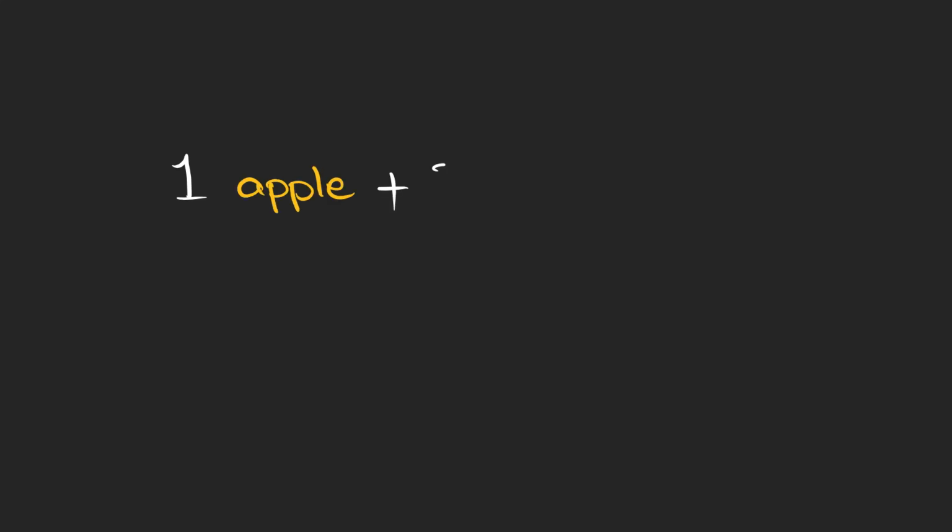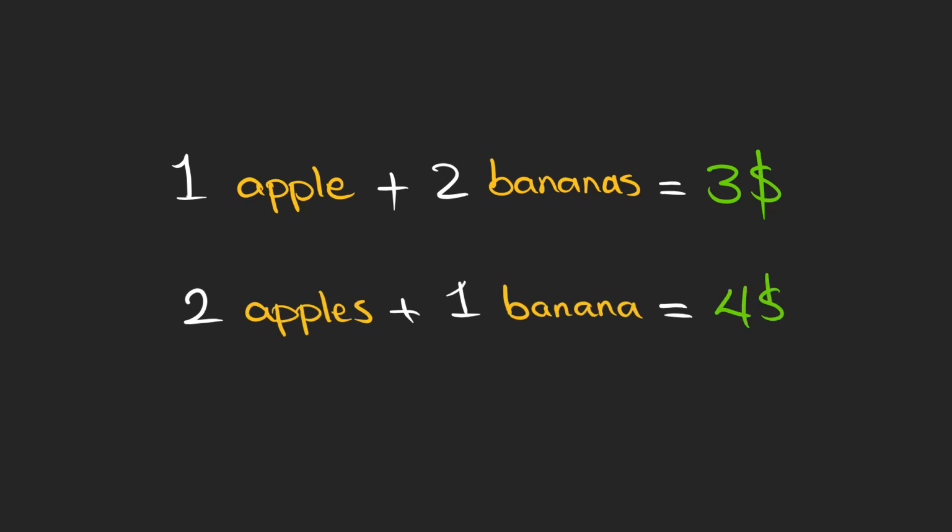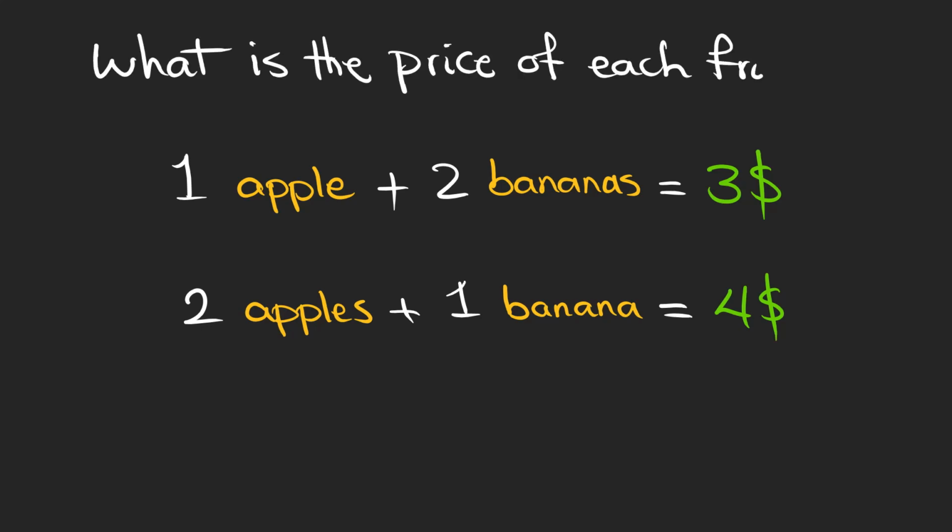You are in a supermarket, you buy an apple and 2 bananas and it costs you $3. You see another customer who has bought 2 apples and a banana and he pays $4. You're a kind of person who just buys things without checking the price tags, but you suddenly wonder how much each item costs, because you have realized that apples must be more expensive than bananas.